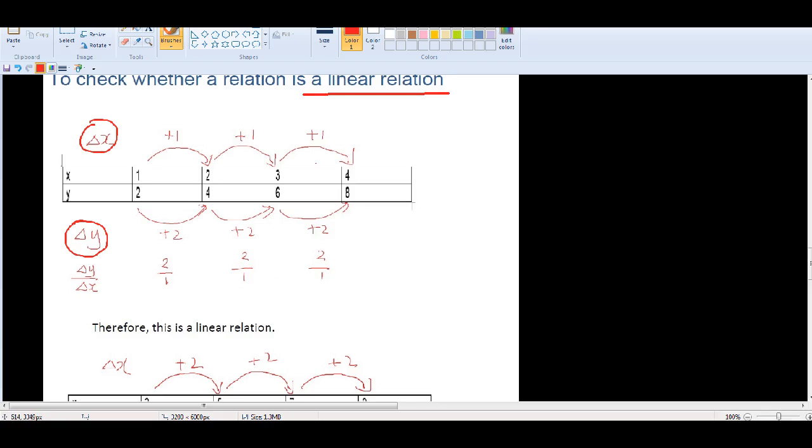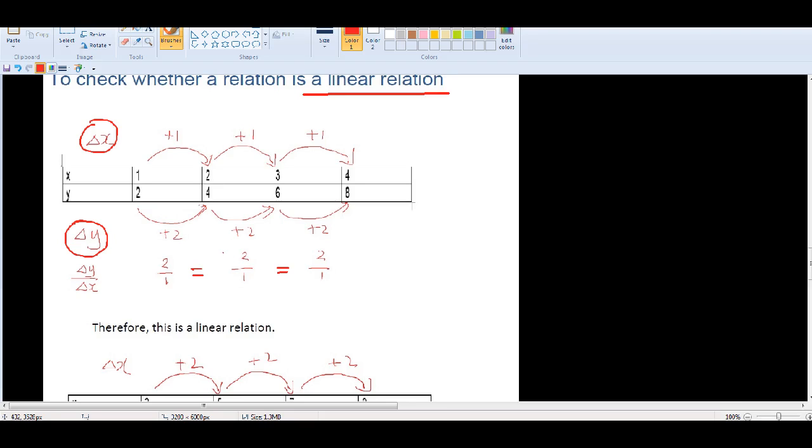And the last pair, from the third pair to the last pair, you still see that's 2 over 1. So see, delta y over delta x, they always equal, right? They always equal. So that's why it's a linear relation. So for a linear relation, you should see delta y over delta x as a constant.